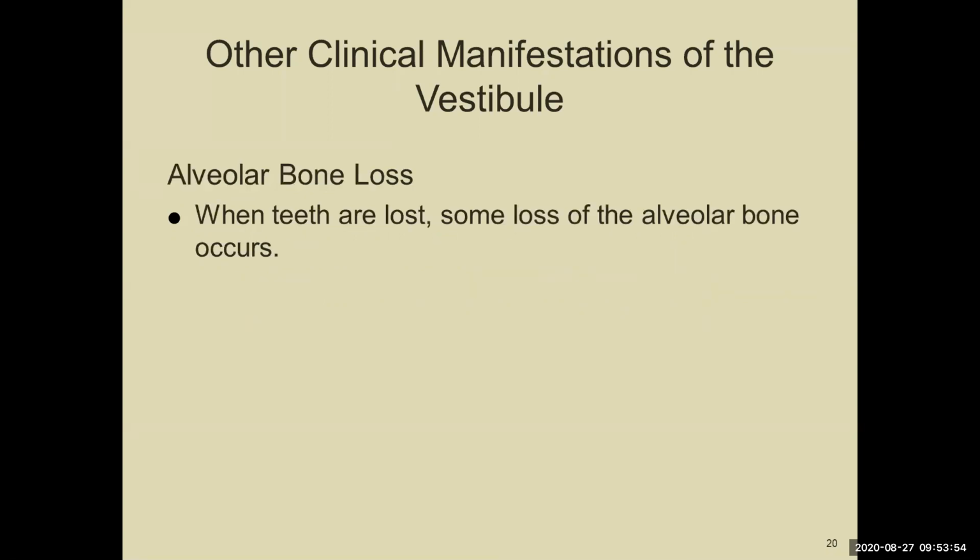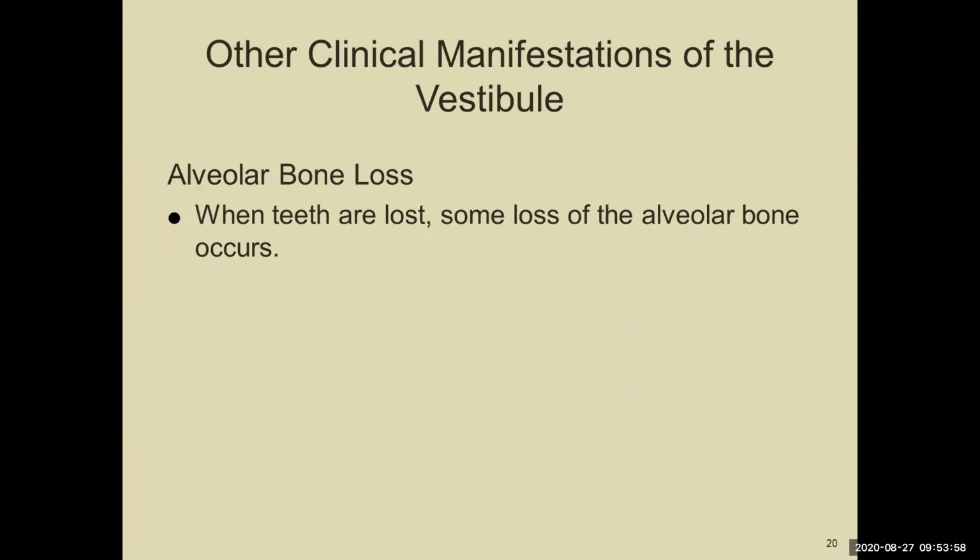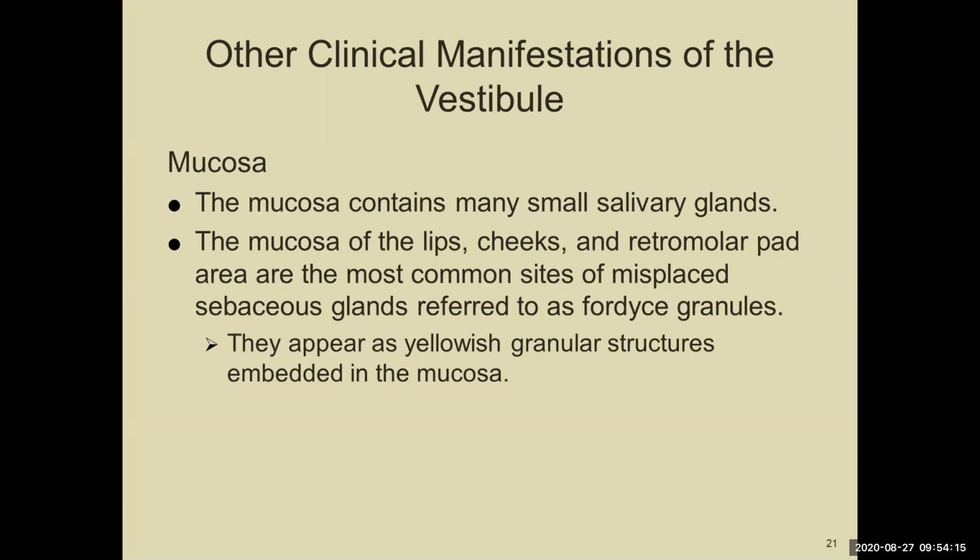So what are other clinical things that you're going to be observing? Bone loss. When teeth are lost, so is the bone around the tooth. So there can be alveolar bone loss that can be visible inside the mouth with just the architecture of the mouth, or radiographically on x-rays.